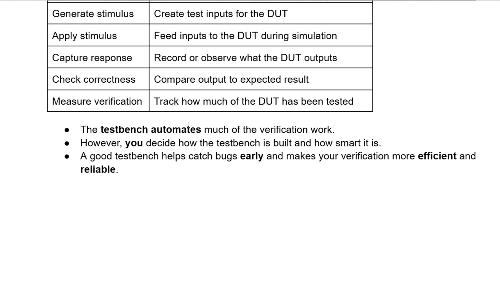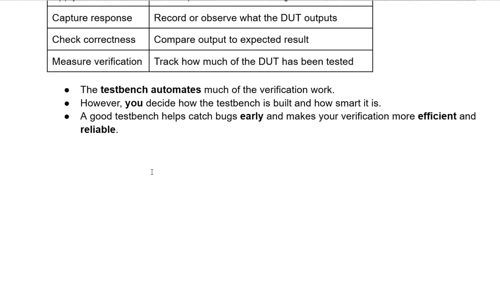The test bench automates much of the verification work. However, you decide how the test bench is built and how smart it is. A good test bench helps capture bugs early and makes your verification more effective and reliable.